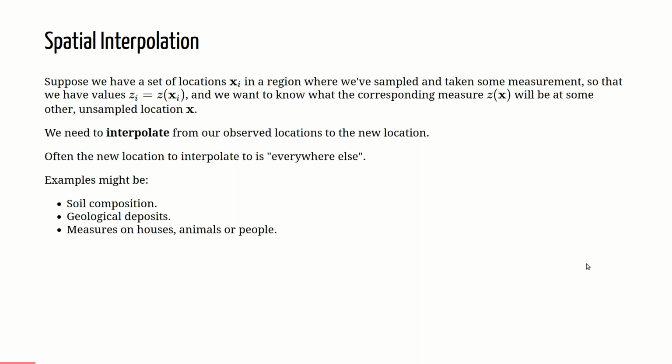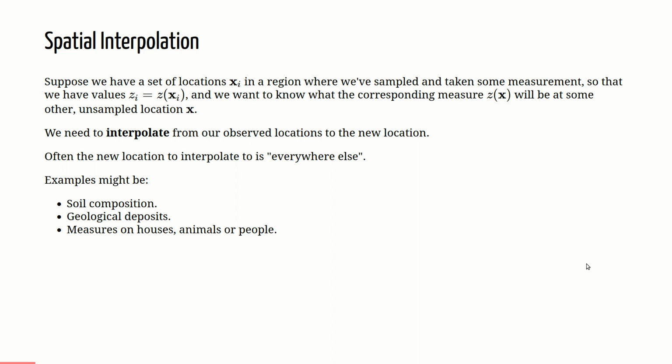Spatial interpolation is essentially where we have a point process or a point pattern, so we have the location of points in some region, and not only do we have their location, but at those locations we have sampled something, so we have a measure of some value. What we want to know then is what the corresponding measure will be at other points that we haven't sampled. So essentially we need to interpolate from our observed locations to the new location.